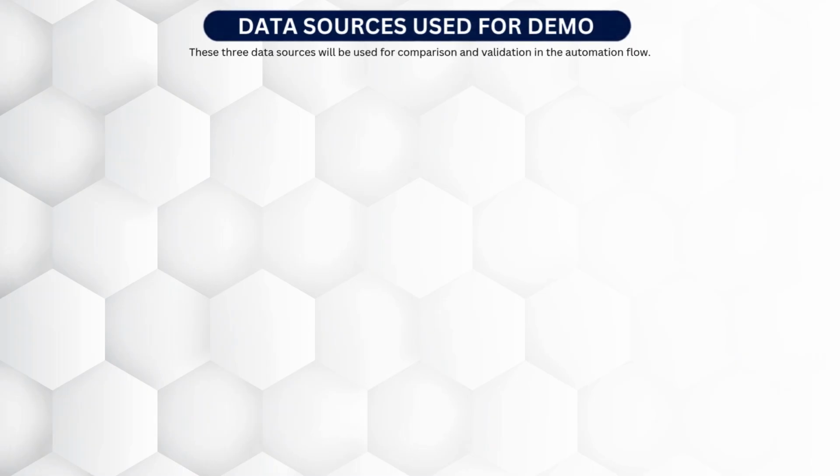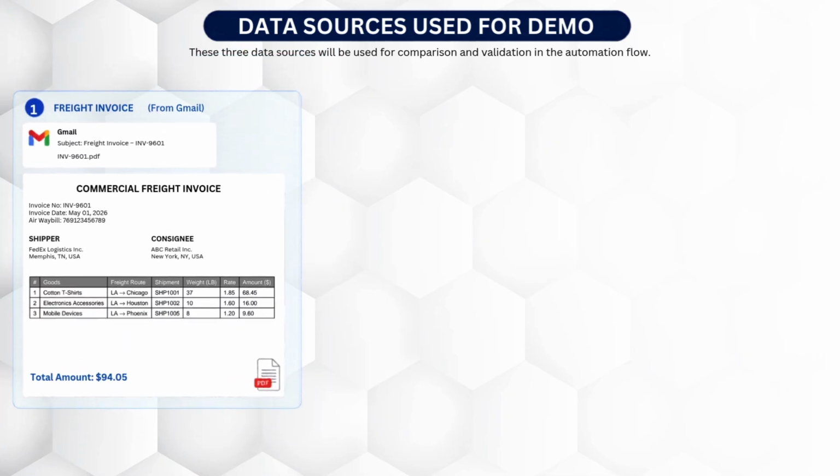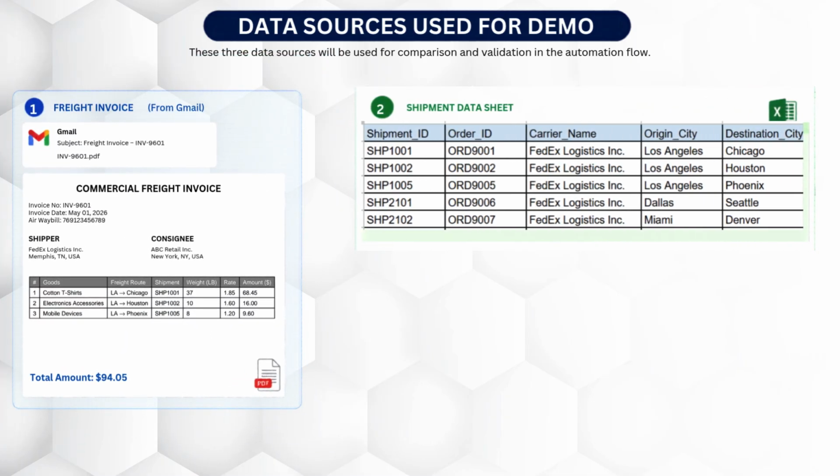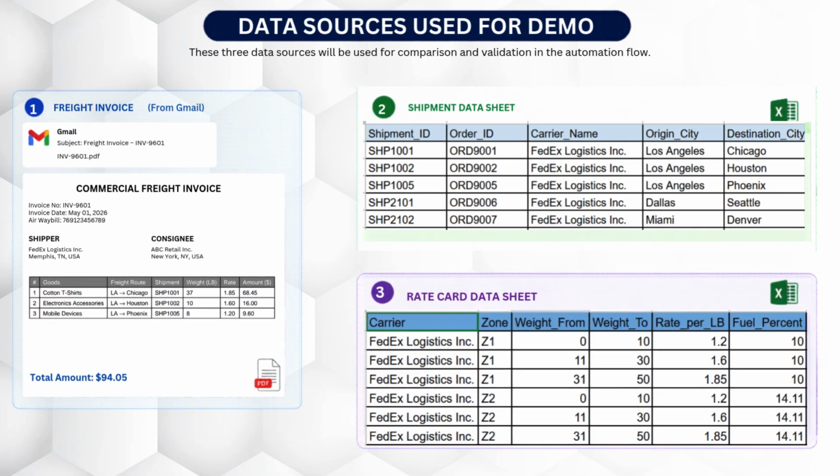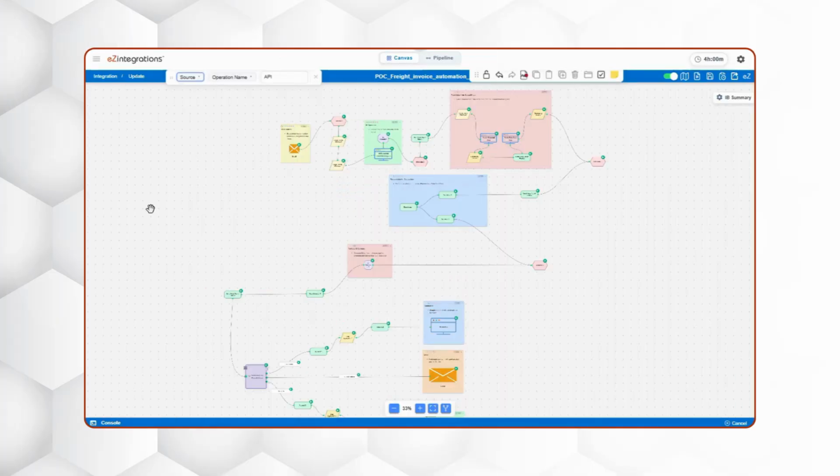Before we begin the demo, let's quickly look at the data sources that will be used throughout the automation process. Here, we have the freight invoice received through Gmail, the shipment datasheet containing shipment details, and the rate card datasheet containing approved carrier rates and surcharge information. Let's start with the demo.